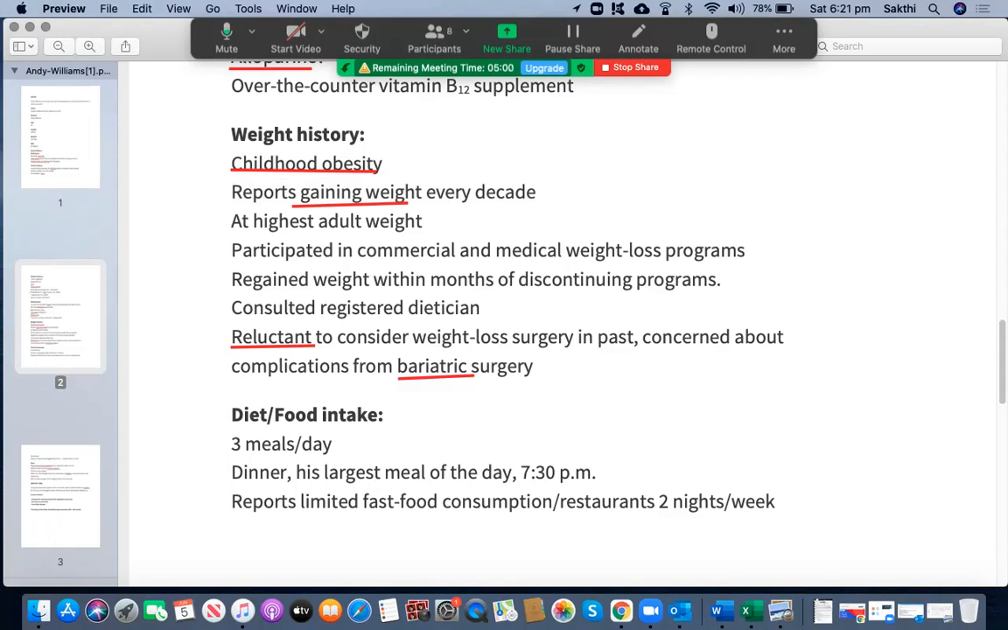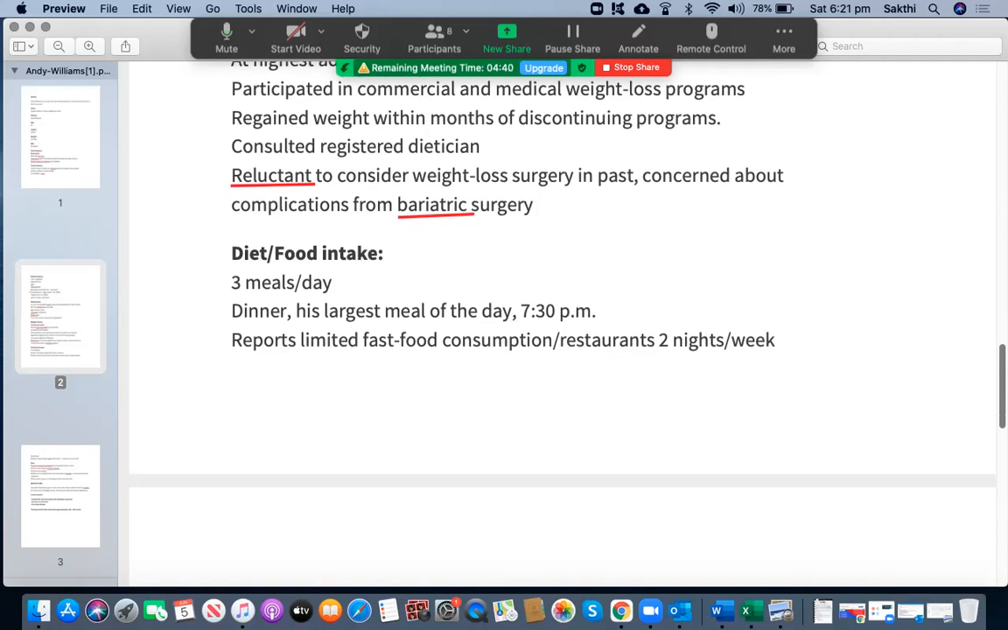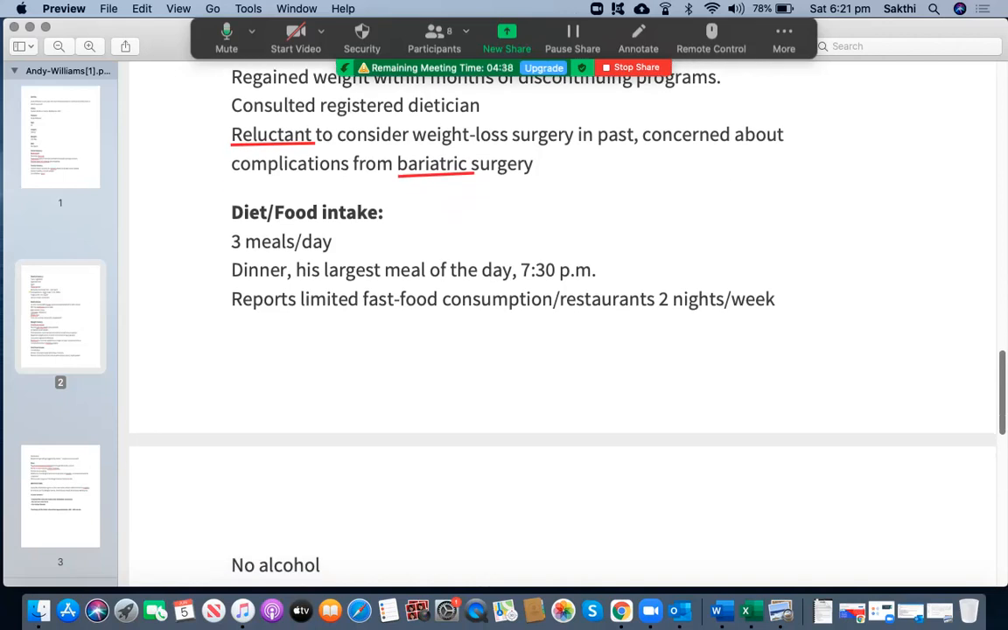Participant in commercial medical weight loss programs. Yeah, he tried this, regained weight within months of discontinuing programs. Oh my God. Consultant registered dietitian. Okay. But dietitian comes with the TI. I don't know why they have mentioned this one. Reluctant to consider weight loss surgery in past, concerned about complications from bariatric surgery. All right. Diet food 3 meals a day. Dinner, his last meal of the day, 7:30. 3 meals a day. So these are all normal, isn't it?